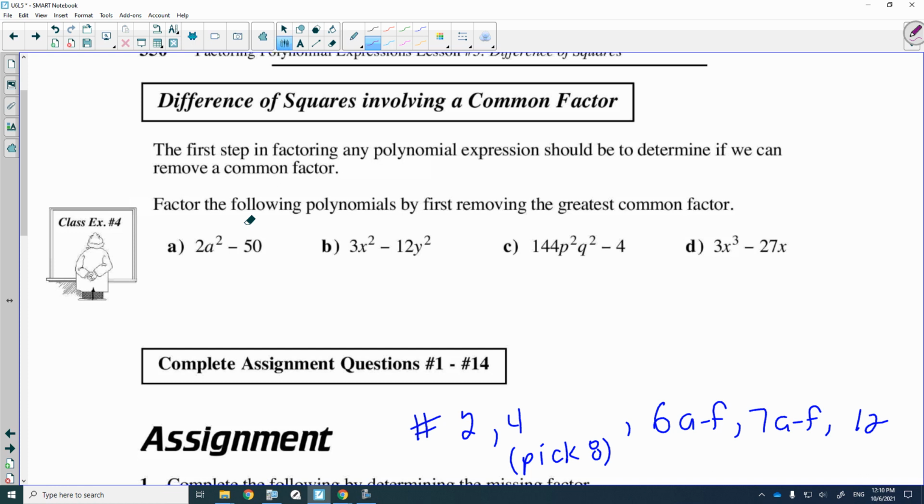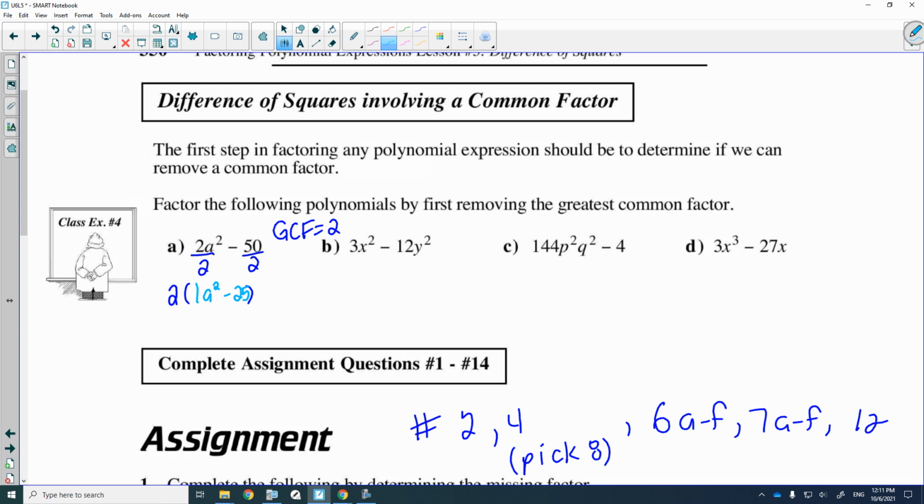What do you think, Jackson? GCF. So you say to yourself, I know it's a difference of squares, but I can't square root either the 2 or the 50. There's got to be a GCF, and the GCF is 2. Divide each term by your GCF. The answer goes in the bracket. So 2 divided by 2 is 1a squared minus 25.